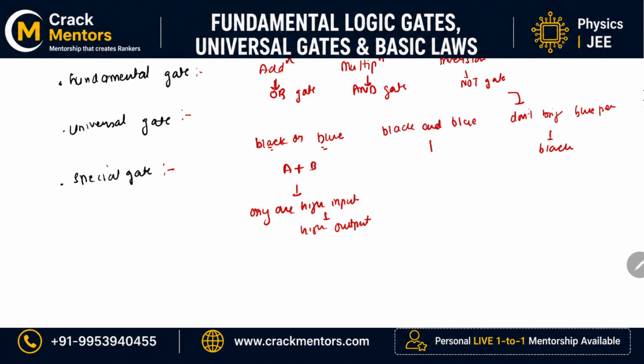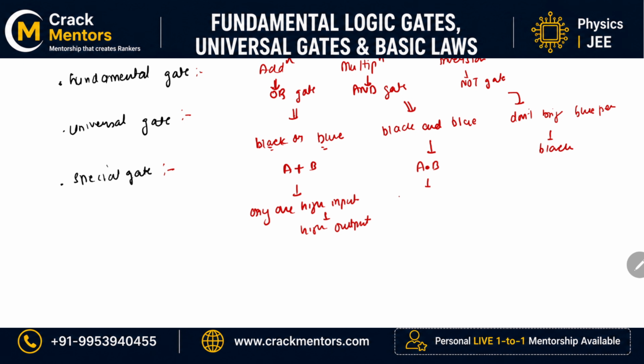Why is the multiplication gate known as AND gate? Because I am not concerned with only any one value. I am concerned with both of the values. If this is equal to A dot B, the multiplication gate is known as AND gate, and the reason is so obvious that I am talking about both of them.